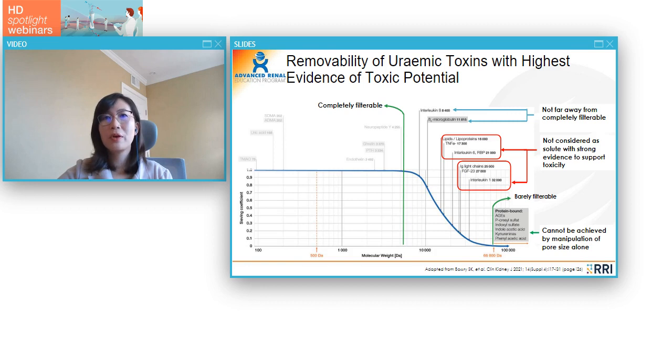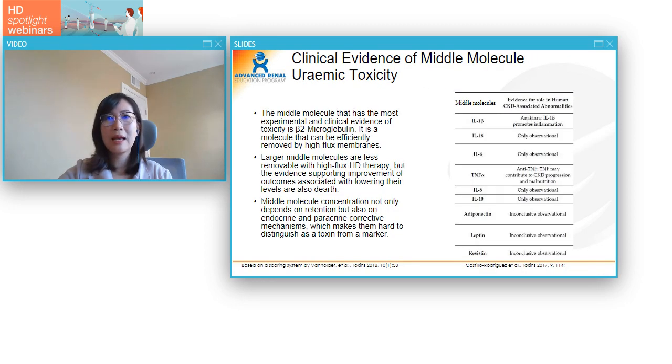So for those on the right-hand side of the barely filterable cutoff, they are mostly protein-bound toxins, because they form this albumin-toxin complex. They have an effective molecular weight larger than albumin, so they are barely filterable, and their removal cannot be achieved just by simply manipulating the pore size alone. So we will take a closer look at each group in the next slide.